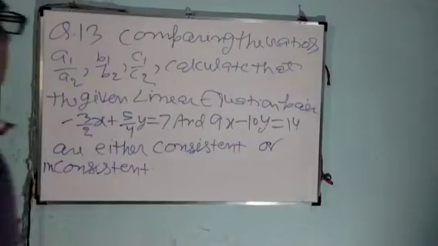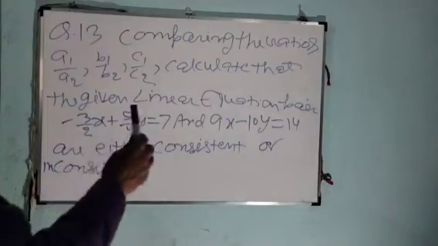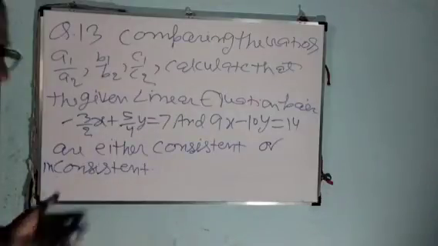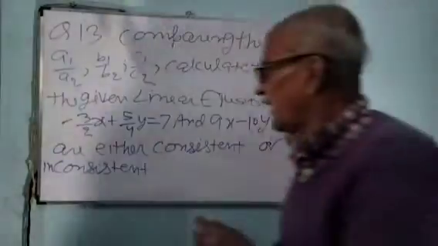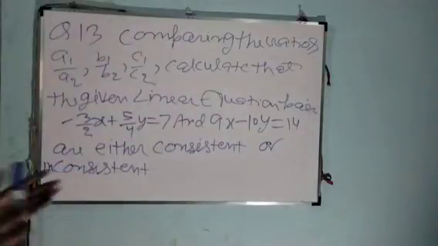Question number 13. Comparing the ratios A1 by A2, B1 by B2, C1 by C2, determine whether the given linear equation pair, minus 3 by 2 x plus 5 by 4 y is equal to 7 and 9x minus 10y is equal to 14, is consistent or inconsistent. What we have to do, I have just discussed in previous questions.